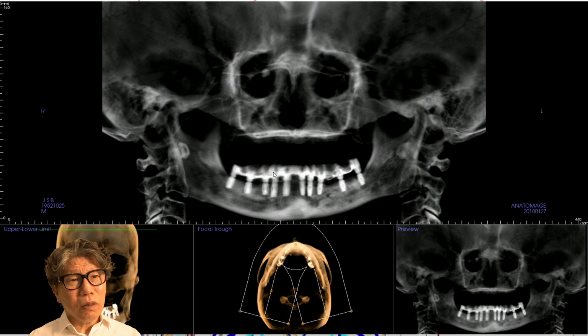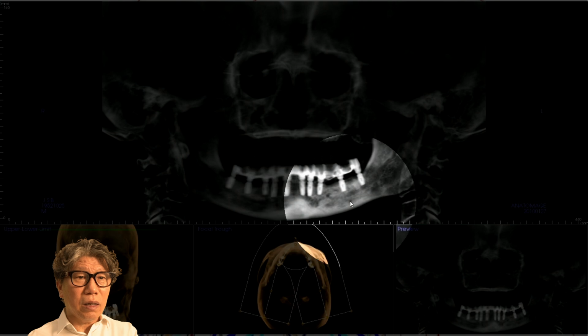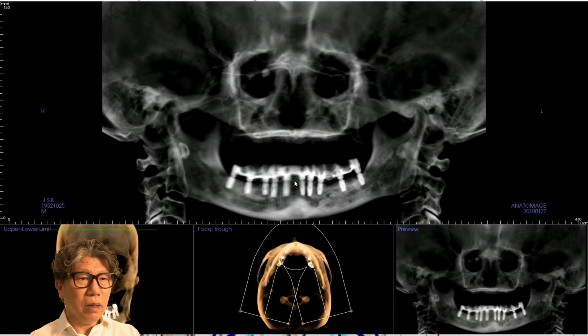So there is something called all on X, and these days there is also the magic 4 concept, which involves placing only 4. I cannot understand. If the opposing teeth are dentures, it is possible, but it doesn't matter if you implant 6 or 8. I don't think that will work.